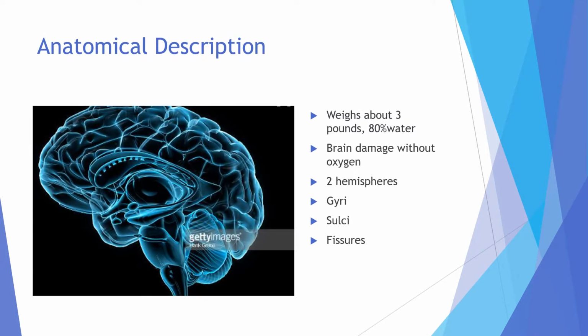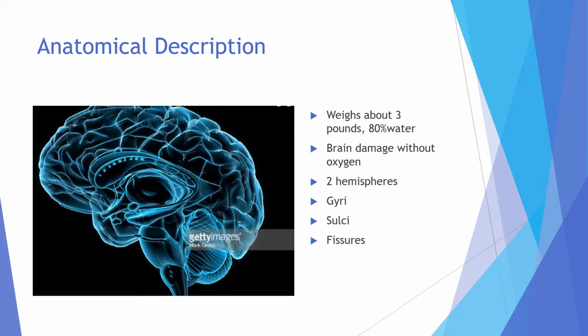Anatomical description of the brain. The brain is a large organ. It weighs about 3 pounds and consists of about 80% water. It requires oxygen, and after about 4 minutes of hypoxia, brain cells begin to die. It is split into left and right hemispheres and has a wrinkled appearance.